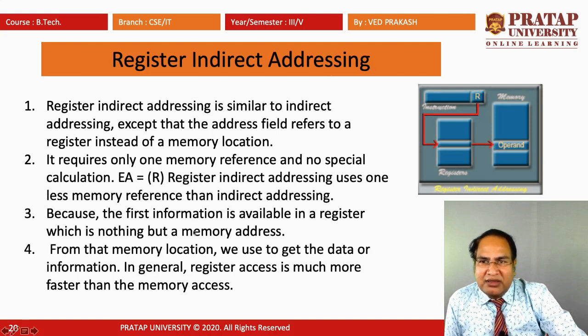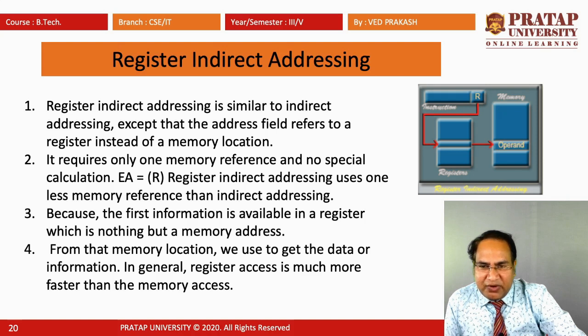The next addressing mode is register indirect addressing mode. Register indirect addressing mode is again performed in two cycles. Register indirect addressing is similar to indirect addressing, except that the address field refers to a register instead of a memory location. It requires only one memory reference and no special calculation for the effective address. Register indirect addressing uses one less memory reference than indirect addressing mode.